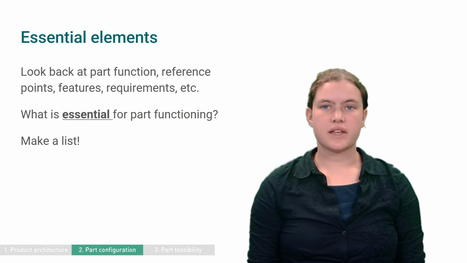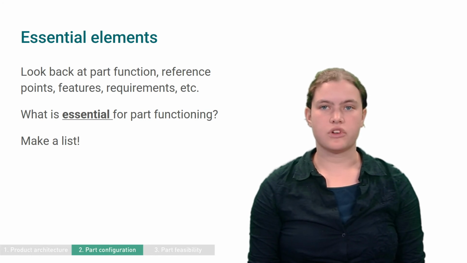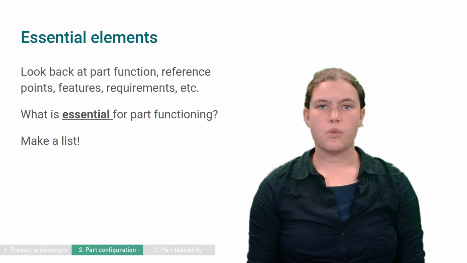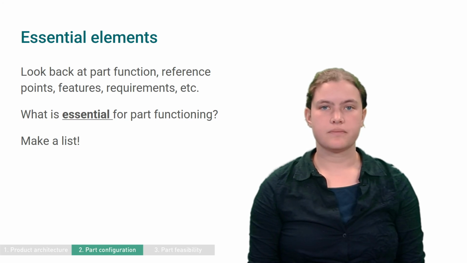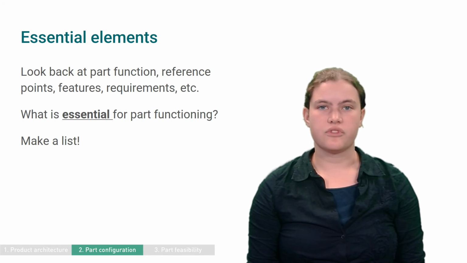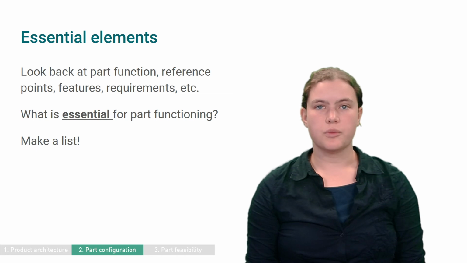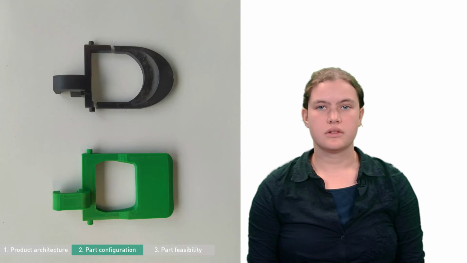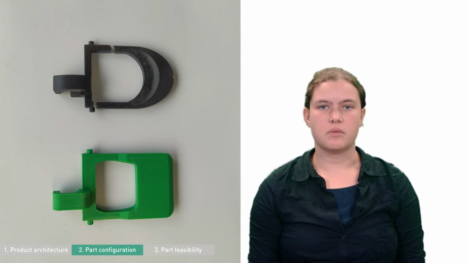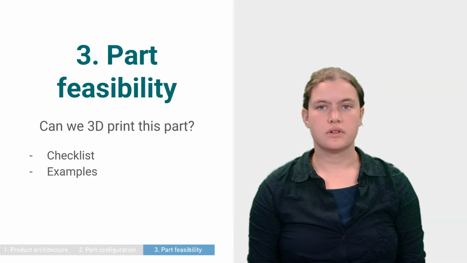Now it is time to select those characteristics that are essential for part functioning. This will help you to decide what part characteristics you should keep in your part redesign, or which ones you could simplify or eliminate. Make a summary of those part elements that are important for the part to fit and function correctly. The part reference points and other part features are a good place to start. The picture shows an example of a part that was simplified. The curvature at the back was not considered as an essential element, but the pivoting points were.